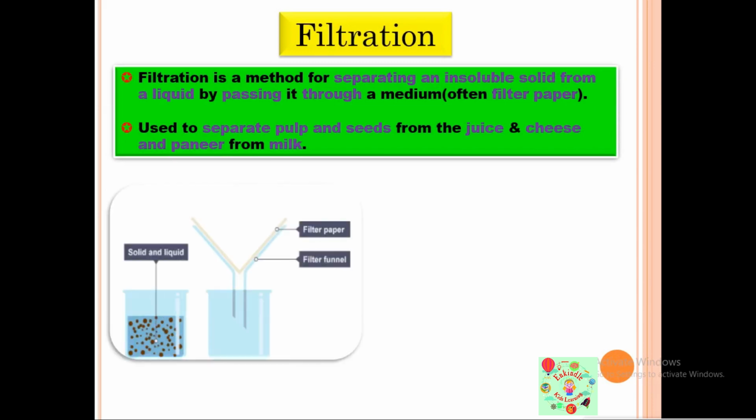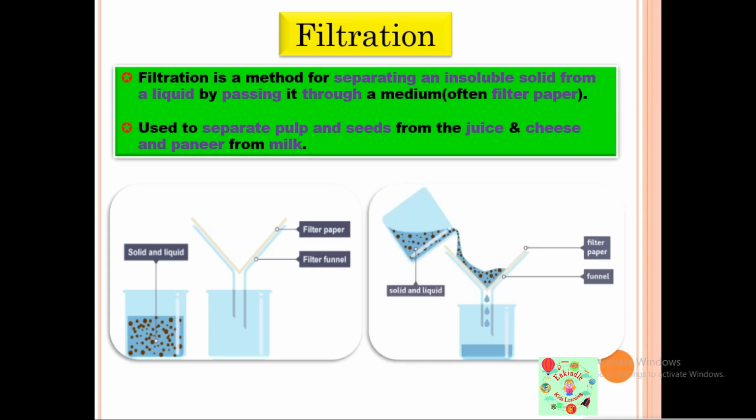Let's take an example. Here, let me take a mixture of solid and liquid in a beaker. Now I need to separate the solid and liquid. What will I have to do? Let me use the method of filtration. For this, I will take one more beaker with the filter funnel, place the filter paper on the filter funnel and pour this liquid-solid mixture into this. The liquid gets collected in the beaker, whereas the solid particles will remain on the filter paper. This particular method of separation is called filtration. This is also used to separate pulp and seeds from the juice as well as cheese and paneer from milk.